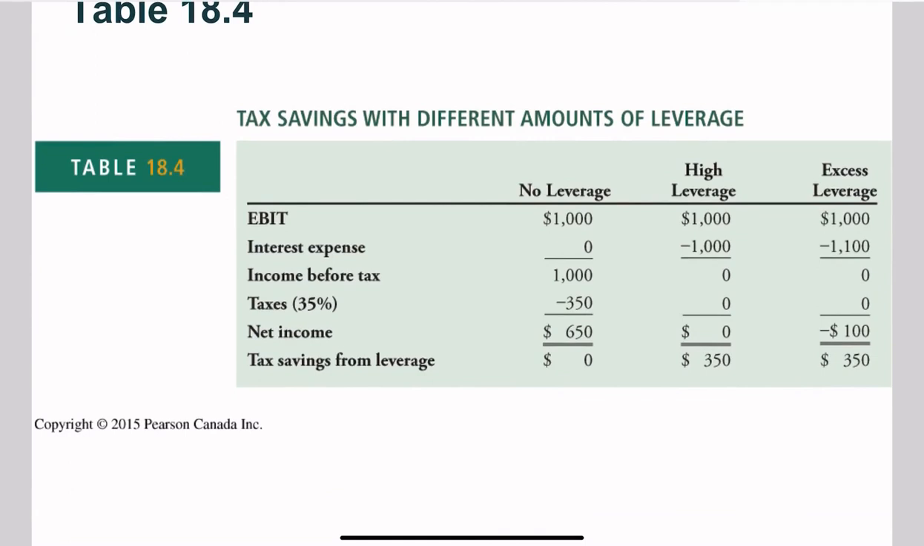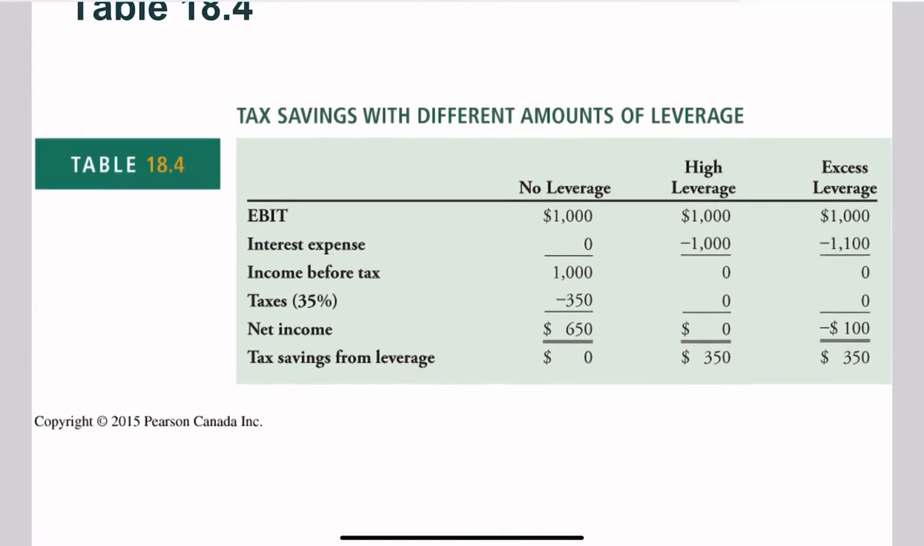This is also clear from the following example. Let's say you have an EBIT of $1,000. If interest expense is zero, then of course, income before tax would be $1,000. The firm has to pay $350 of tax, so the net income would be $650. Now let's look at these two cases: high leverage and excess leverage. Why is the third case called excess leverage? Well, because interest expense exceeds EBIT.